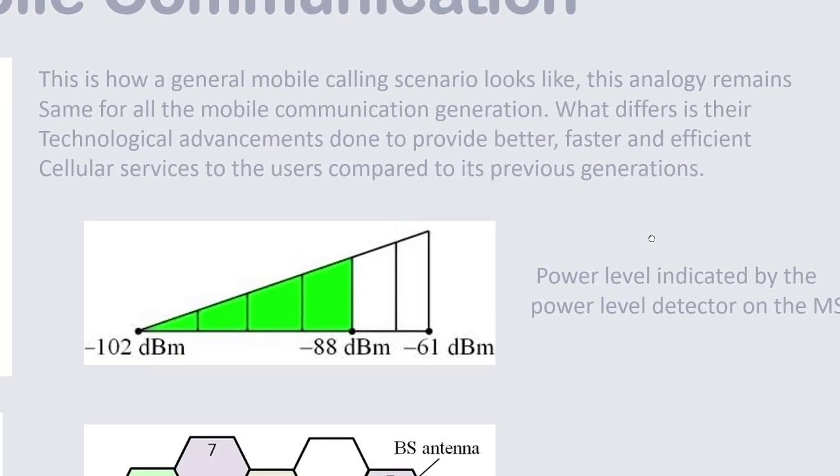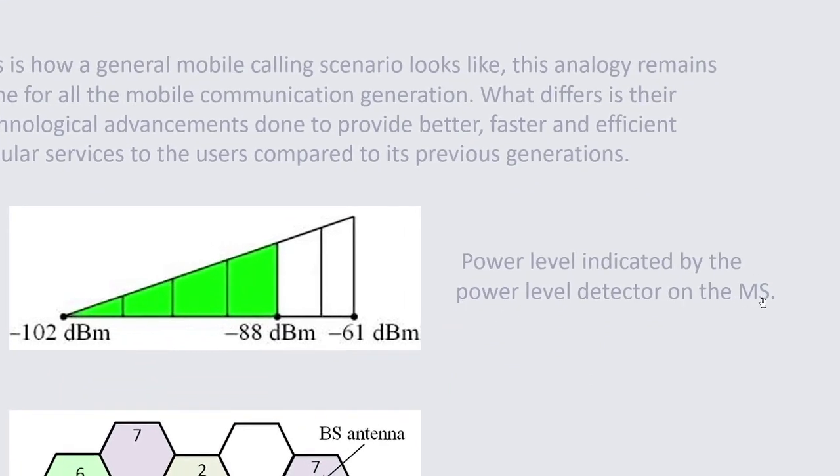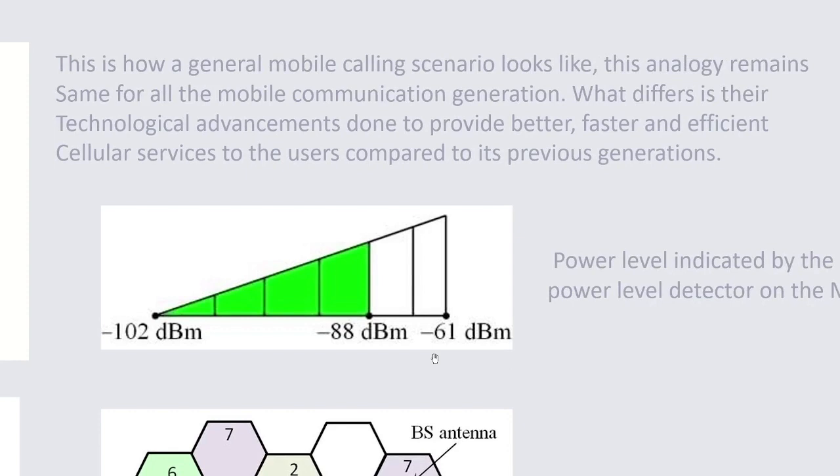The next image shows how power level is indicated by a power level detector on your phone. Remember, mobile phones are called mobile stations in GSM, which is why it's written here as MS. One thing to note is that power levels in GSM, or in the entire cellular communication domain, are measured on a logarithmic scale called the decibel scale, or dB. That is why the power levels are shown here as dBm. M stands for milli. So the dBm scale is a logarithmic scale.